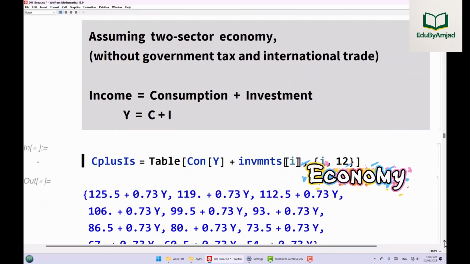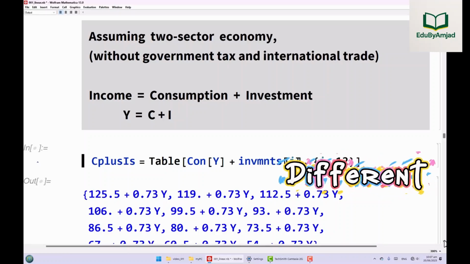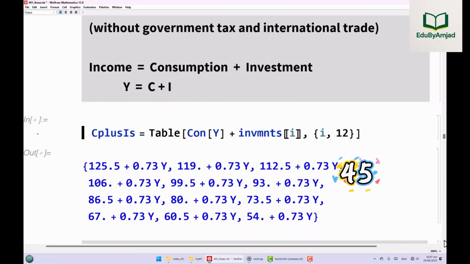Assuming a two-sector economy, that is, without government, tax and international trade, national income is equal to aggregate consumption plus investment. That is, Y is equal to C plus I. As a convention in economics, these equilibrium level incomes for different interest rates can be shown with the help of the 45-degree line.